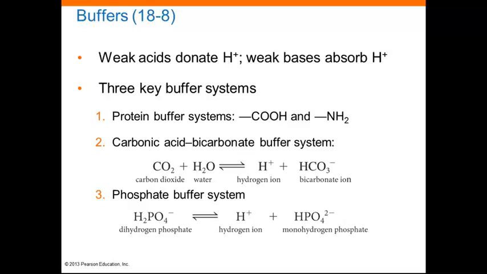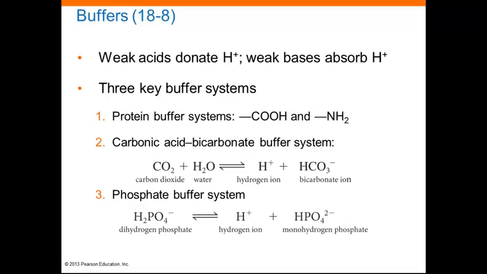The protein buffer system regulates the pH in the intracellular and extracellular fluid. If pH rises, a carboxyl group, which is a CO and an OH group, can act as a weak acid because it can dissociate from amino acids and release hydrogen ions. But if the pH drops, an amine group, or NH2, can act as a weak base because it picks up free hydrogens and becomes NH3.